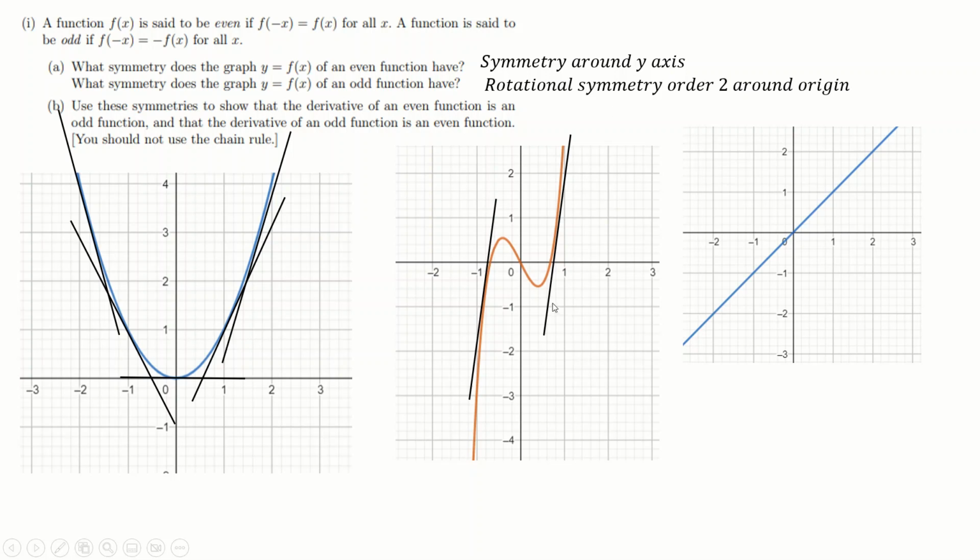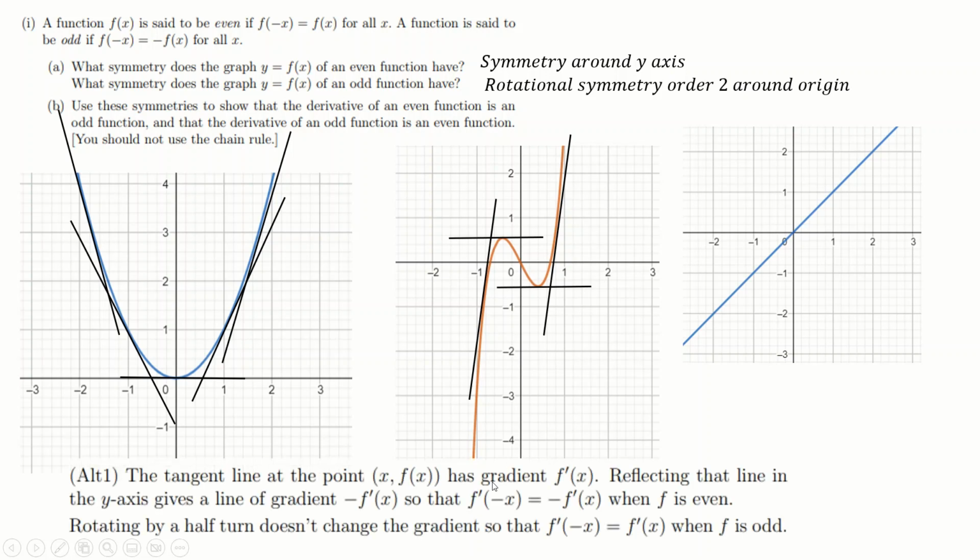The gradient here is the same as here, and likewise the gradient here is the same as here, and so on. And that's because when you rotate this graph around, because it has order symmetry 2, when you rotate this point around, this line is going to be in the same direction as it was originally, and then again when it goes around again. And this is essentially what they've written.